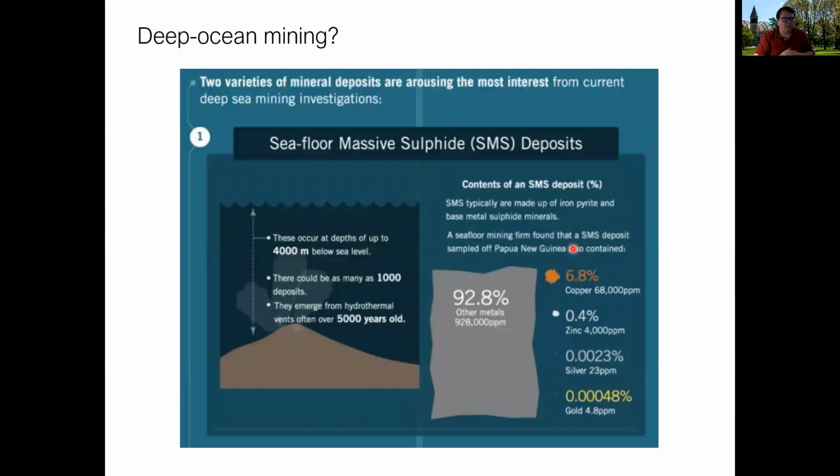And as a result, there's a growing desire to exploit these in a variety of different ways: go to the areas where these massive sulfide and iron nodule deposits were historically left, particularly 5, 10,000 years old, and actually mine off the bottom of the seafloor and concentrate them.